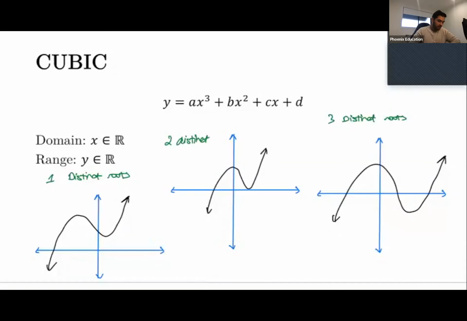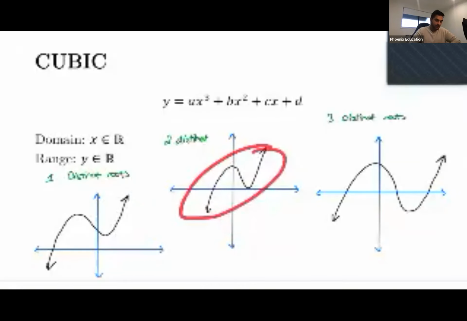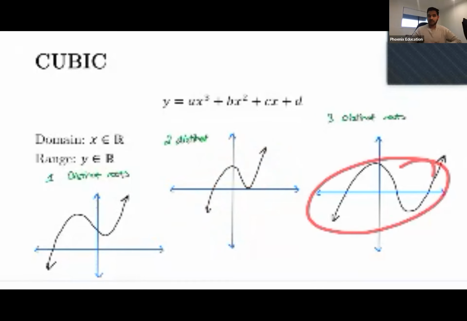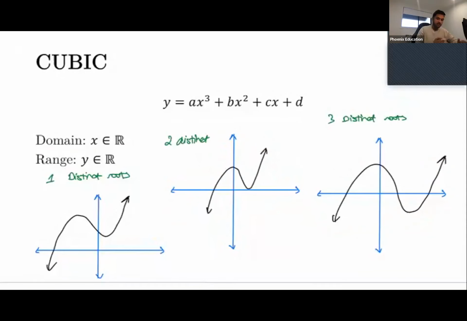But a 1 root cubic looks like this. A 2 distinct root one looks like this. It's got a double root and 1 other root. And a 3 distinct root cubic graph just looks like a standard one that you might have already seen. But for a cubic, because of the shape, you can't contain it between vertical or horizontal goalposts. They extend forever left and right and up and down. Domain and range are both all real values.